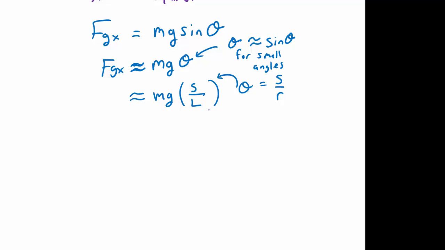So there we go. When I look at this all together now, FGX is approximately equal to, I'm going to factor out the S, and I'm going to leave m times g over L times the arc length. What I'll notice when I rearrange it in this way is that m times g and L, those are all constants for my pendulum.